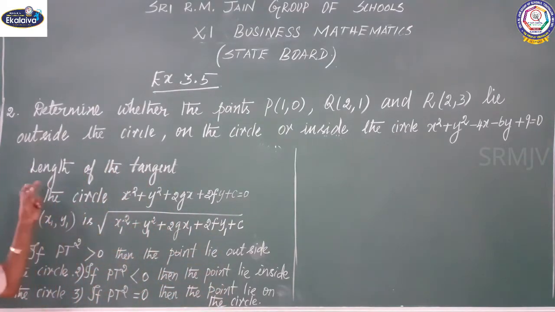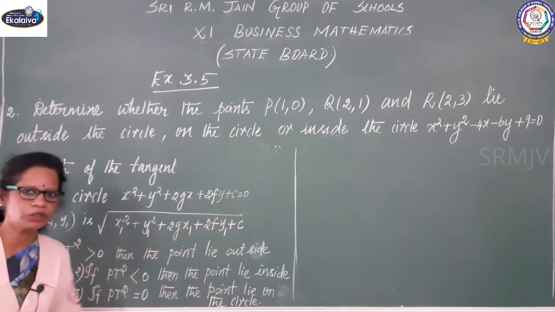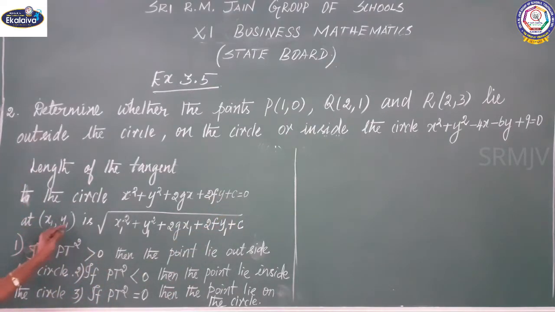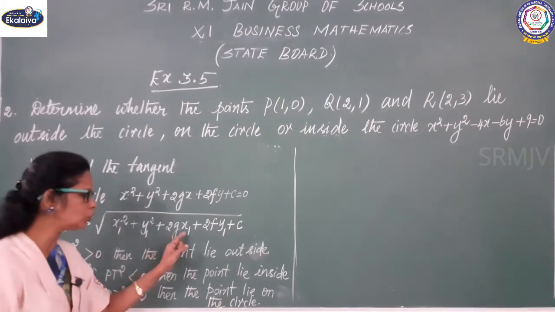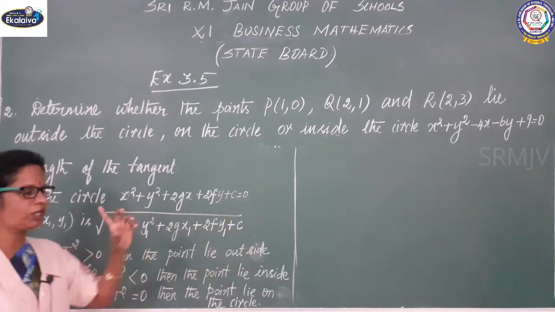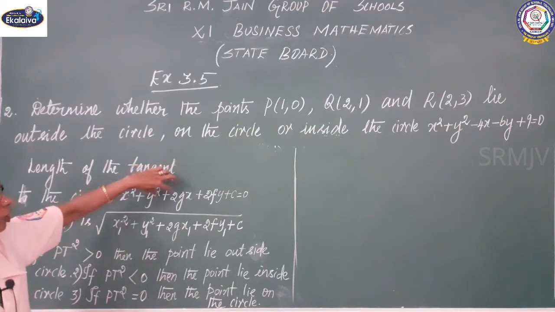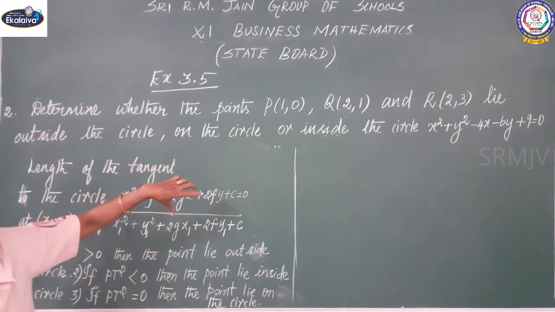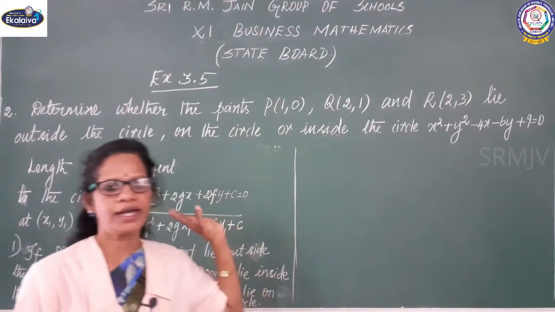Using the same, once again I am repeating this, length of the tangent to the circle x square plus y square plus 2gx plus 2fy plus c is equal to 0 at x1 comma y1 is x1 square plus y1 square plus 2g x1 plus 2fy1 plus c. You have to be very careful, right? You are going to relate the given equation to the general. If you relate the given equation to the general, we can get the value of g, f and c.